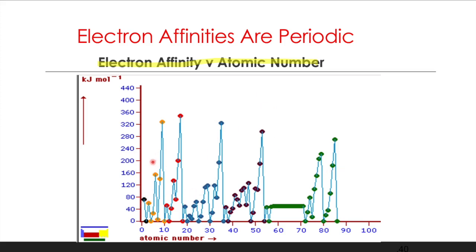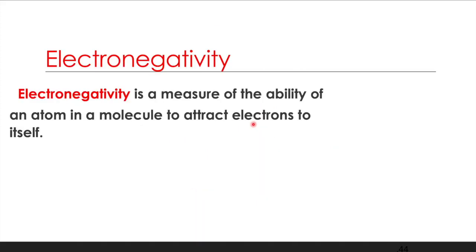Our next topic is electronegativity. Now, electronegativity, like it's mentioned, is a measure of the ability of an atom in a molecule to attract electrons towards itself. Now, what does that mean? So, atoms often are bound to one another to form a compound. Correct? They are often bound to one another to form a compound.